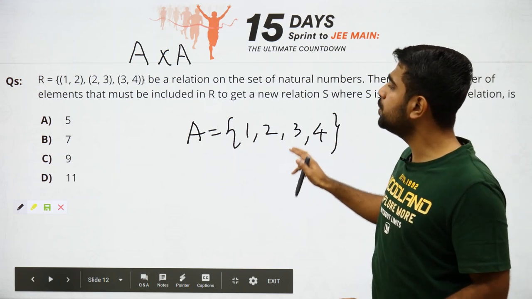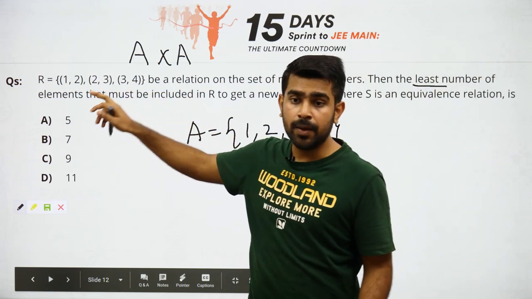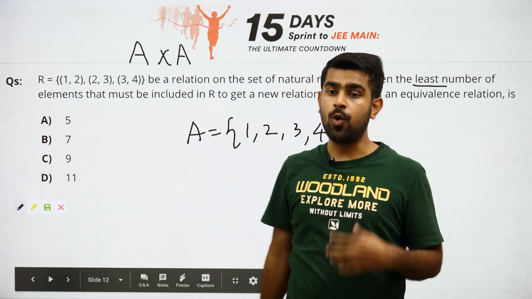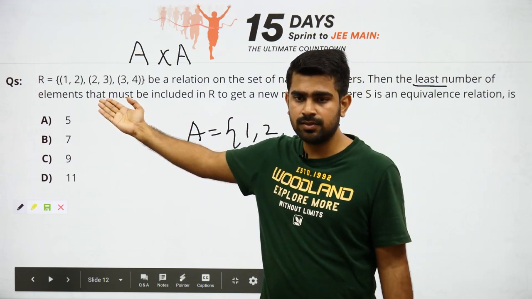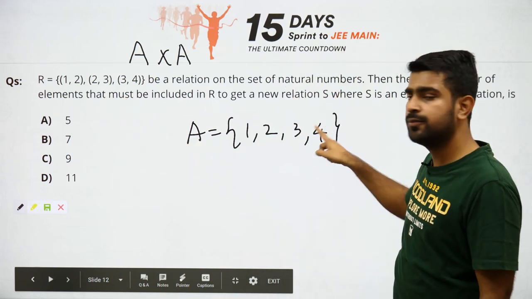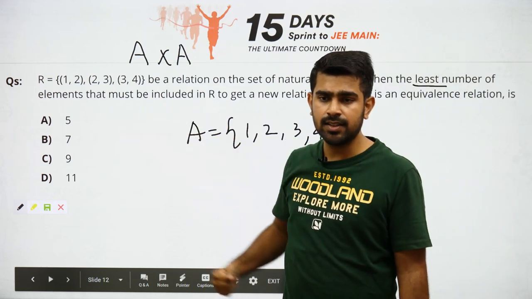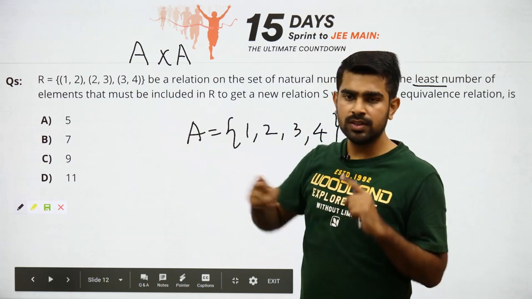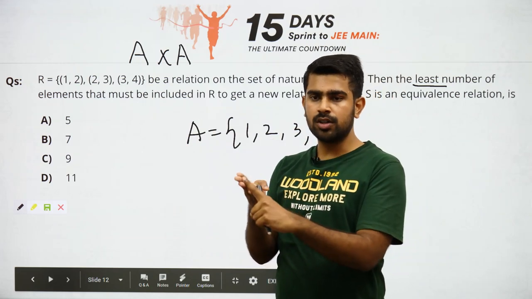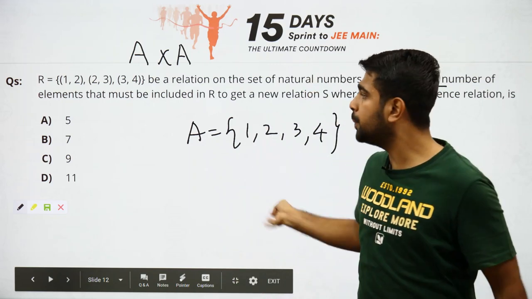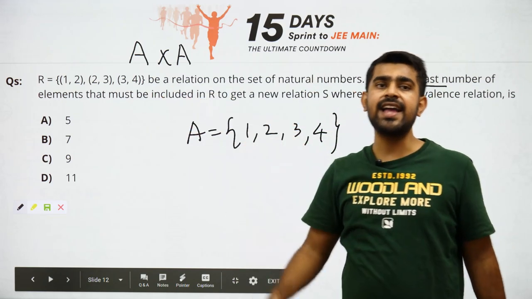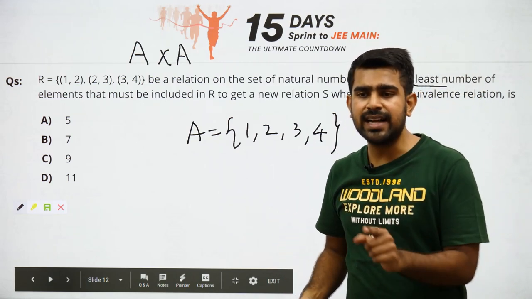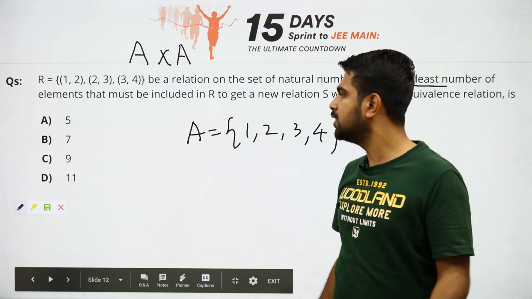Now I want to make sure that this relation becomes an equivalence relation. So what should I do? Obviously it is not reflexive, because 1, 2, 3, 4 are there and none of the pairs are there. Is 1, 1 there in my relation? No. Is 2, 2 there? No. 3, 3? No. 4, 4? Nope. So all these four should be present over there. Only then can I call it an equivalence relation, because reflexive must be satisfied. So let me do that first.